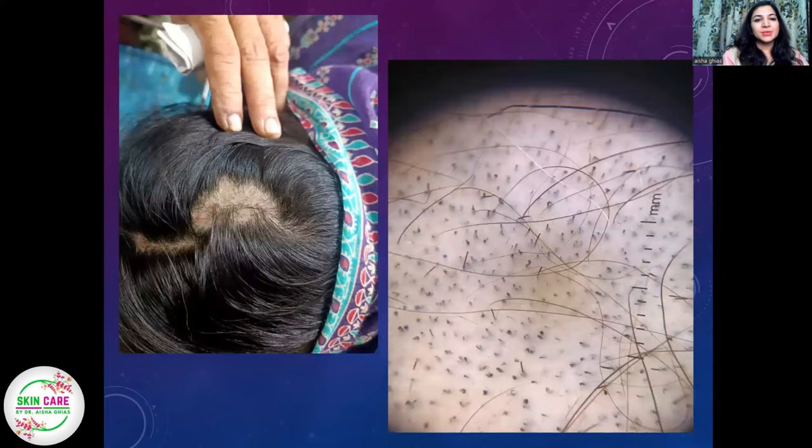Okay, so case number six, patch of alopecia, and then on trichoscopy, majority of the follicles are showing black dots.